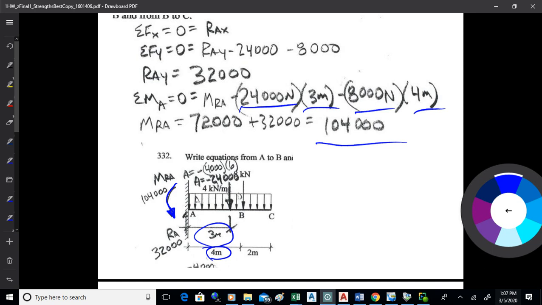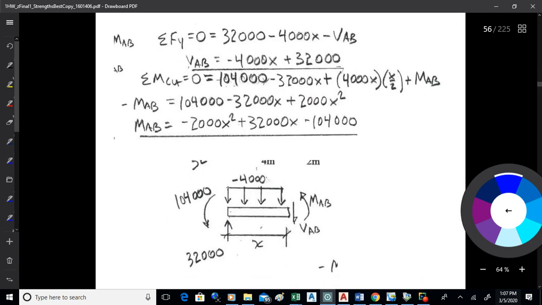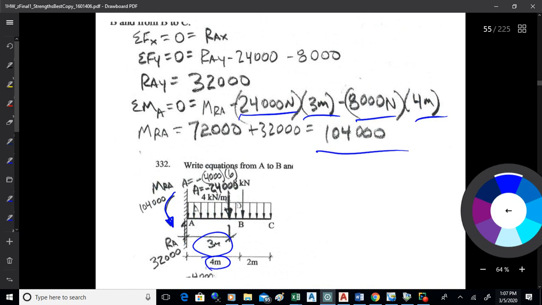Once you've got them, what you want to do next is draw up a free body diagram of each of the pieces. You're going to have to do two pieces: one from A to B that does not include the 8 kilonewton load, and then another piece from B to C, which does include the 8 kilonewtons. The 8 kilonewtons is why you need two separate sets of equations, because it changes the free body diagram.